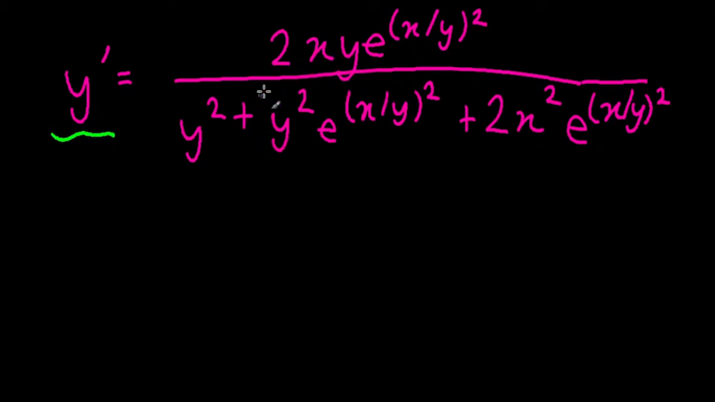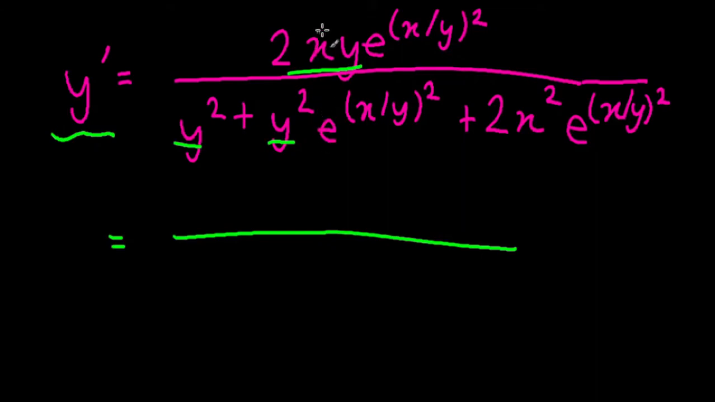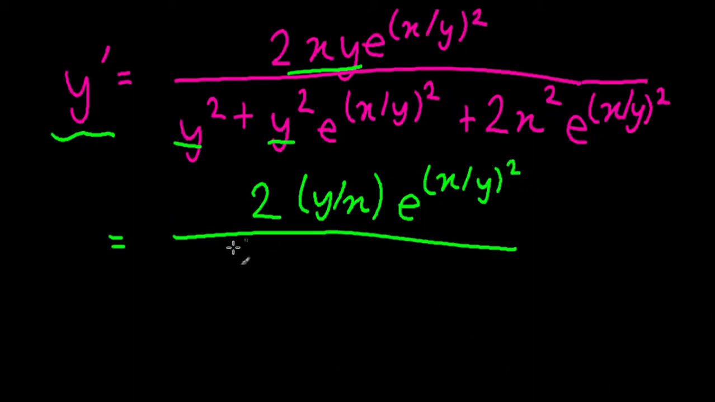If you divide both the numerator and denominator by x squared, we would actually get that. I deal with these coefficient or algebraic terms first. So what we're going to have here is 2, this x cancels out, so you have a v. You basically have y by x. I'll just write that as y by x for now, multiplied by e to the power x by y squared. On the denominator you also have v squared. This is just 2.